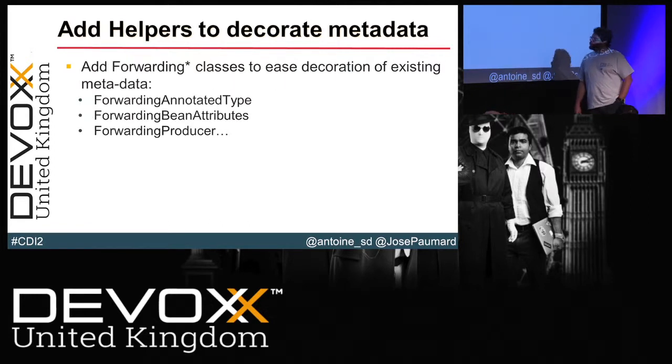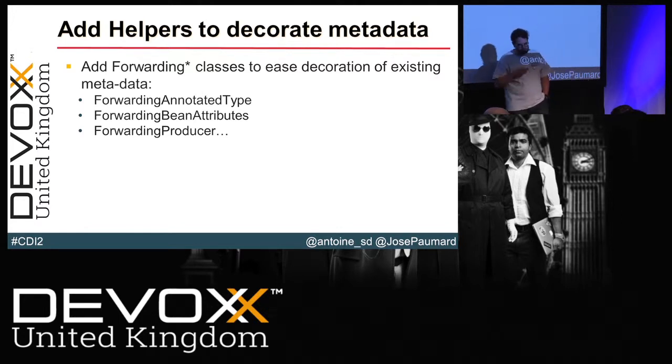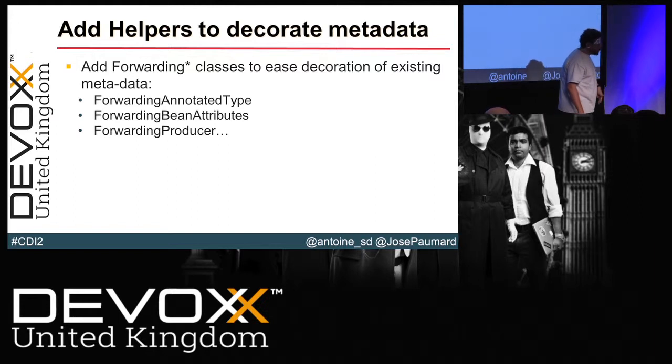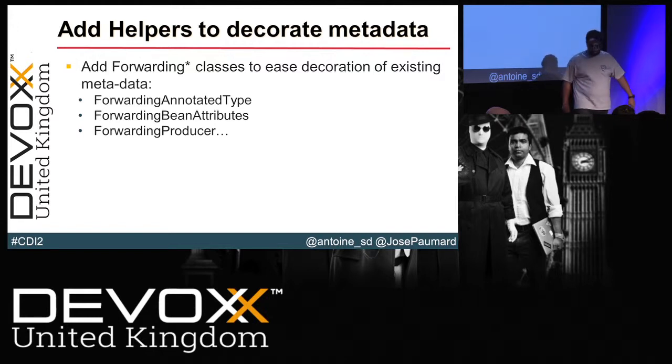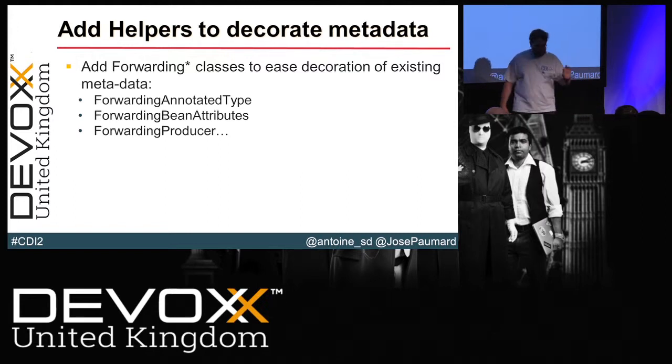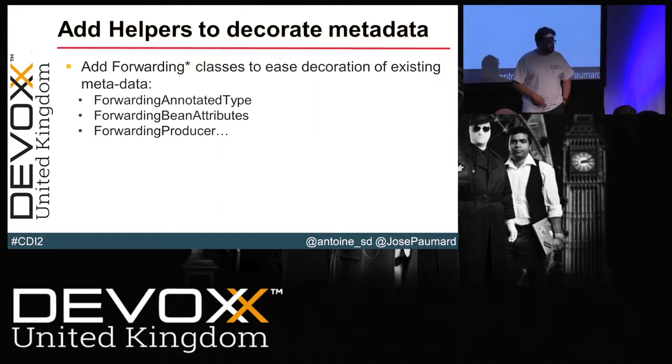And I will finish with something simpler to do. It's to add helpers for extension developers. When you develop an extension, you usually get metadata from the CDI container, such as annotated type, bean attributes, etc., and you need to decorate that. So right now, when you want to do that, you have to implement the interface, for instance annotated type, wrap the annotated type you got, and implement all the methods as delegate calls, only overriding the methods where you need specific behavior. So adding helper classes for annotated type, bean attributes, and producer will help such developers and give far less verbose code when you develop extensions.